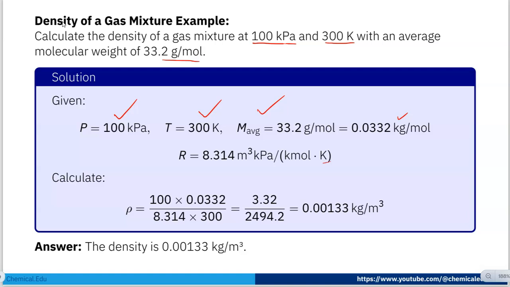If we plug in all these values, that is 100 kilopascal, then 0.0332 as the average molecular weight in kg per mole, then 8.314, the universal gas constant, and 300 as the temperature. From that, if we calculate, it will be 0.00133 kg per meter cube. So that is the density. The density is 0.00133 kg per meter cube.